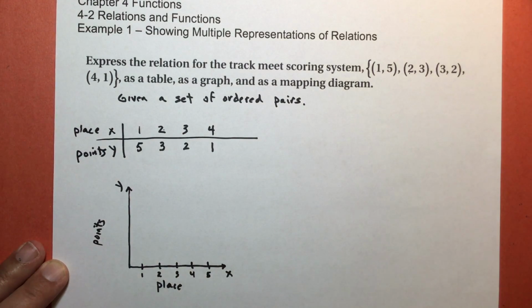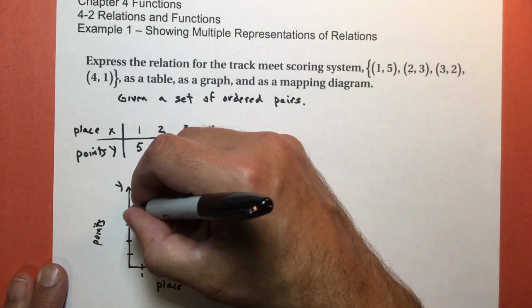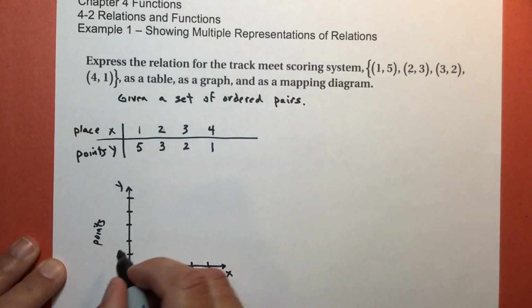So I'm going to write first place, second place, third place, fourth place, and maybe you would have fifth place. There's nothing that tells me how many points you get for fifth place. I would assume you get 0, but we try not to assume. For the points, you can get 1 point, 2 points, 3 points, 4 points, or 5 points.